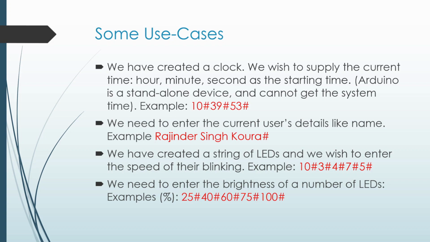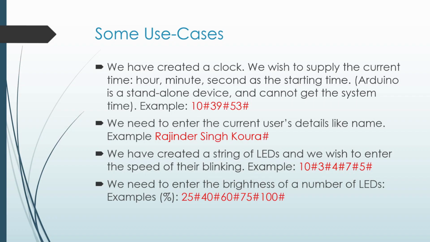We have created a string of LEDs and we wish to enter the speed of their blinking. Now there are 5 LEDs and I want speeds to differ. And these are the times like 10, 3, 4, 7, and 5. So this is how I can supply them. So these are the 5 inputs that the user will be giving to the program.